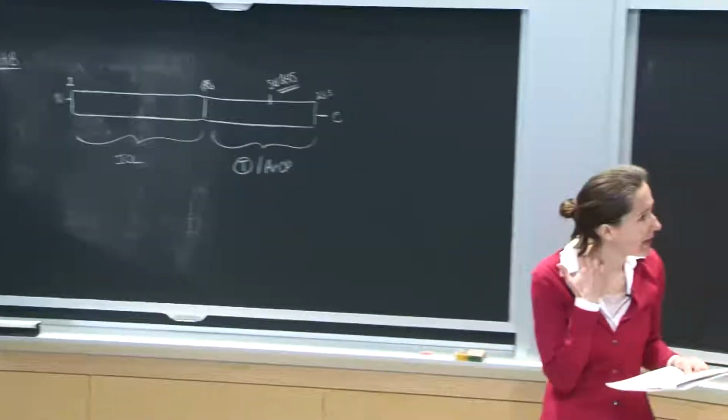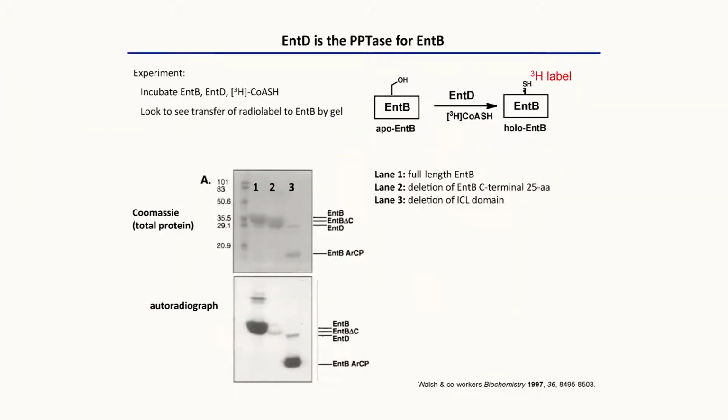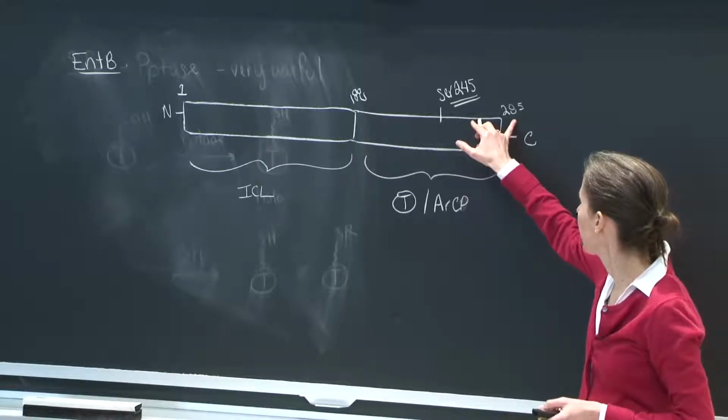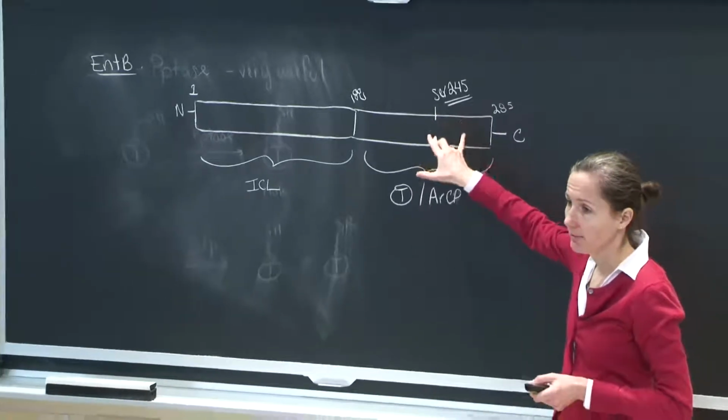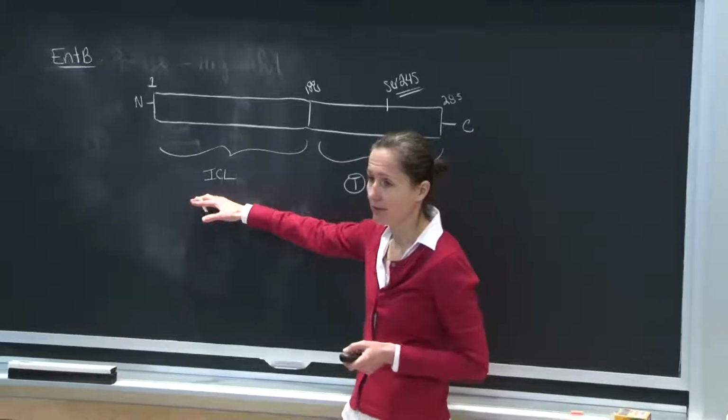And so what was done is that assays were performed where NB was incubated with NB and radio-labeled CoASH, like what we saw for the studies of NF. But they made a few additional constructs. So they considered full-length NB, okay, so as shown here. They considered an NB variant where the C-terminal 25 amino acids were deleted. So you can imagine they just put a stop codon in and deleted the last 25 amino acids. So the serine is still there, but a bunch of the C-terminal residues aren't there. And then they also considered a variant of NB where they deleted this entire N-terminal domain here.